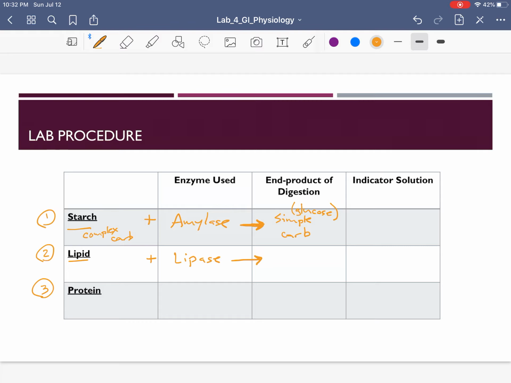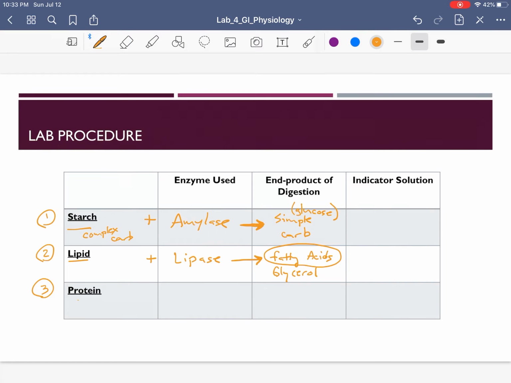Lipase is going to help speed up the chemical digestion of lipid into its smallest pieces. We may recall from chapter 2 of this lecture, we break down lipids into fatty acids and glycerol. We're going to be focusing on the fatty acids. So we start with a big dietary fat or lipid, and we break it down using lipase into its smallest part, which is a fatty acid.